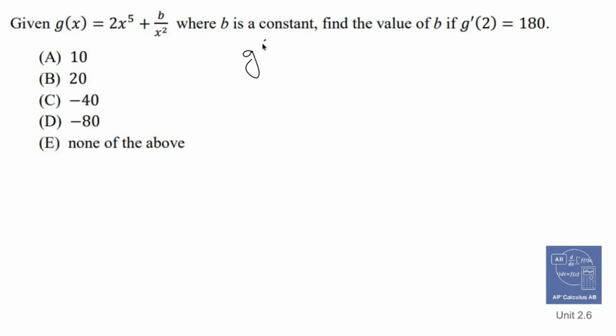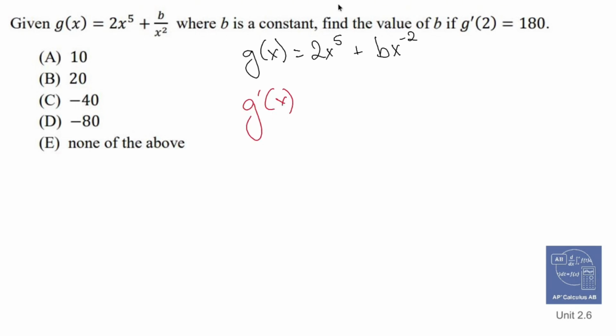Before I can take the derivative, let me rewrite it out. g of x is going to equal 2x to the fifth, now I'm going to use the power rule. This isn't good for the power rule right now because x is on the bottom, so I'm going to move x to the top and make it x to the negative 2 power. Now I can apply the derivative.